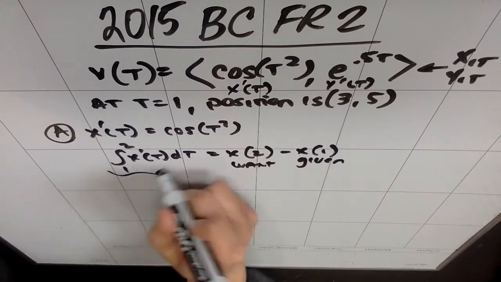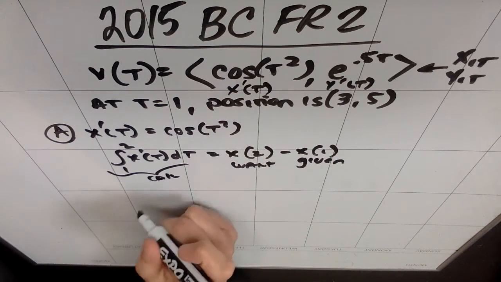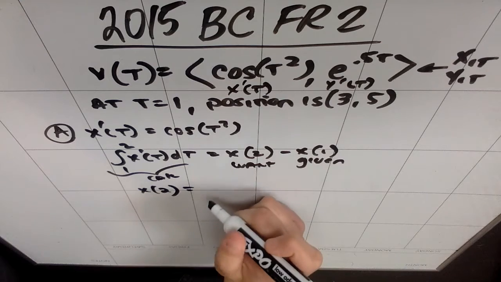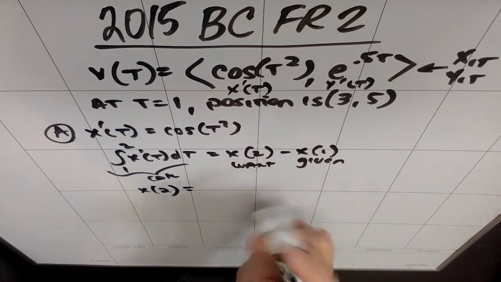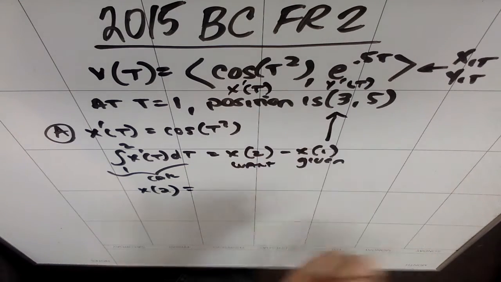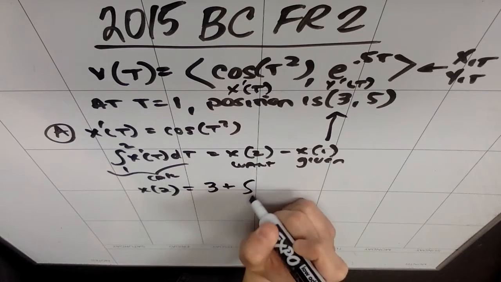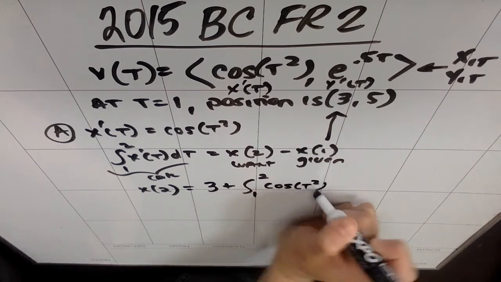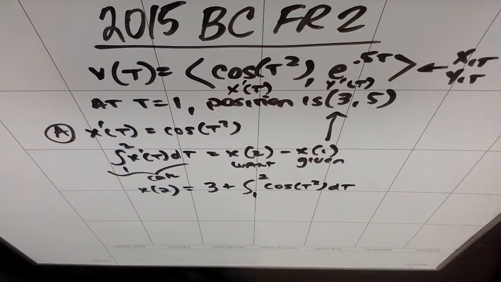And this is a thing that I can make my calculator do. So in order to find x of 2, what I want to do is write x of 1, which is a 3, plus the integral from 1 to 2 of cosine of t squared dt. And then I let my calculator do the work.